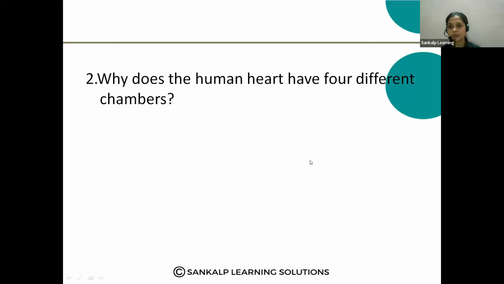Not only human beings, birds also have 4 chambers in the heart. So what is the reason behind this? Because human beings and birds are called warm-blooded organisms, meaning they are not able to change their body temperature.